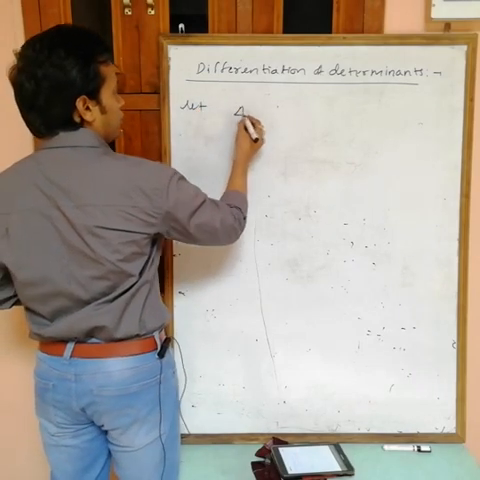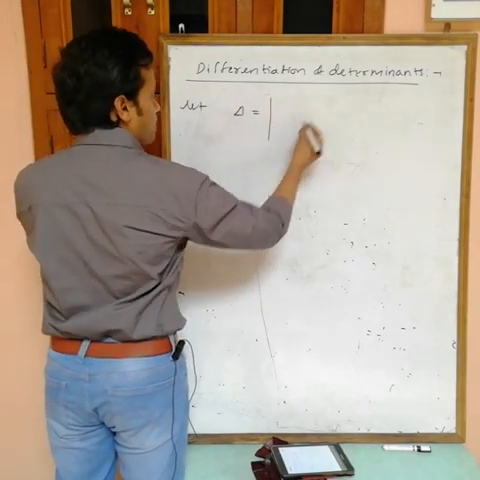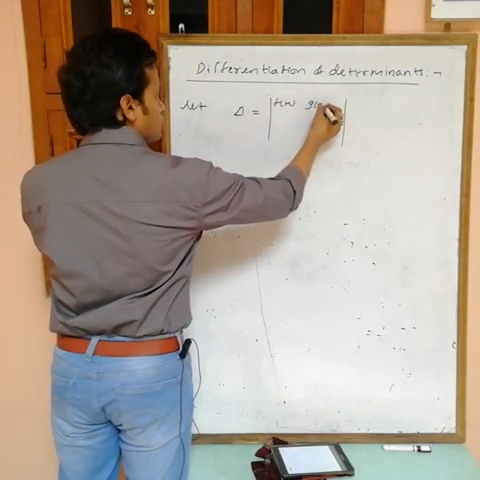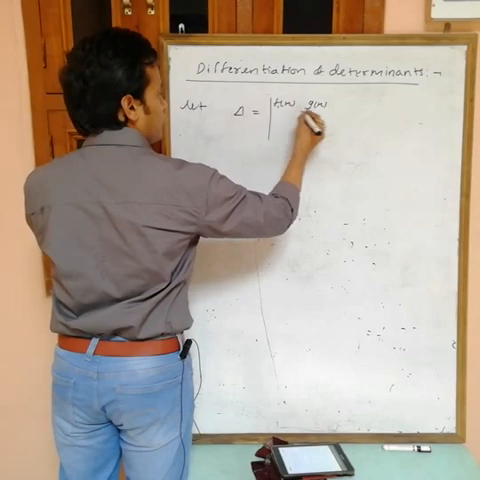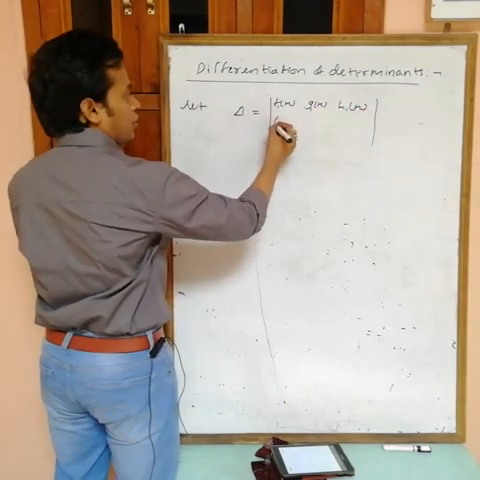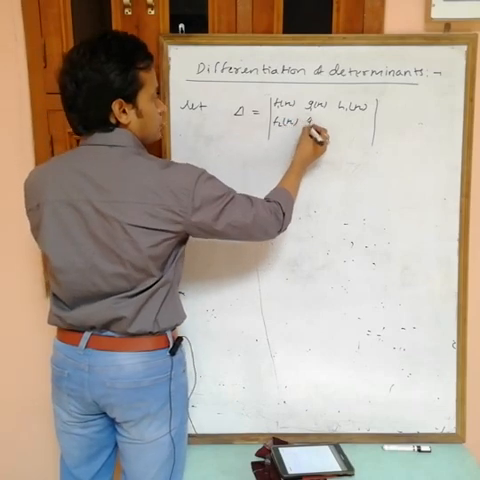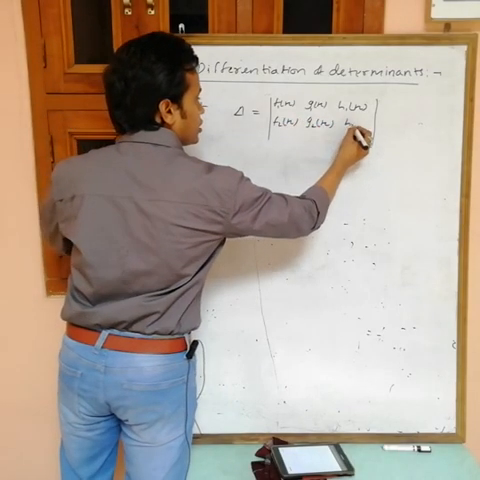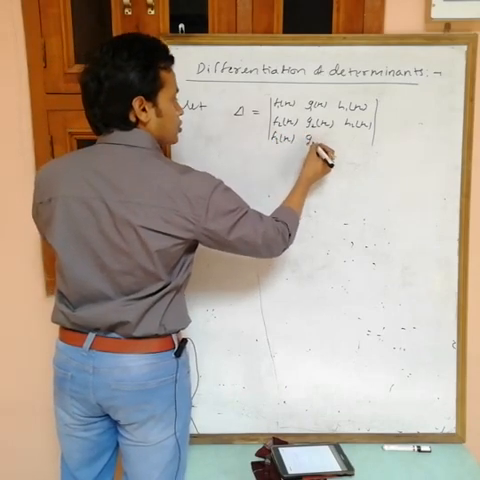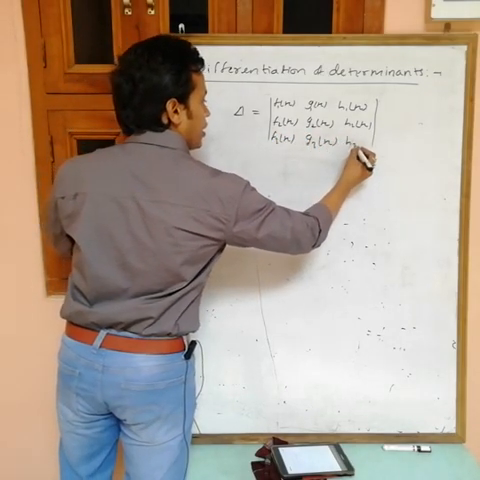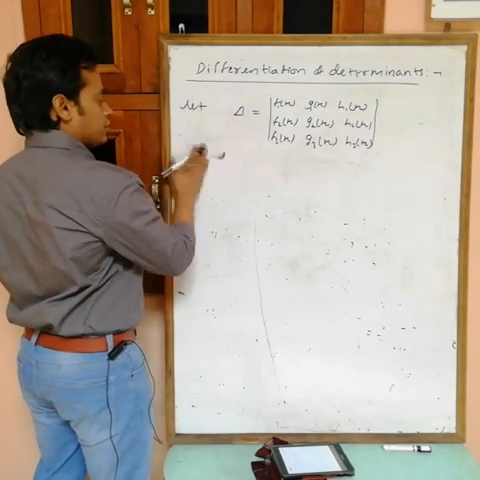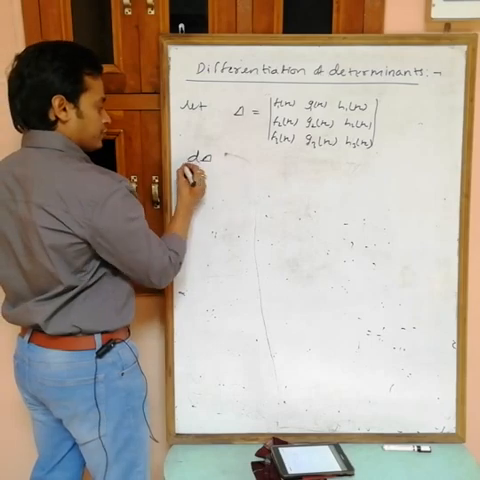Let us have any determinant as f(x), g(x), f1(x), g1(x), h1(x), f2(x), g2(x), h2(x), and f3(x), g3(x), and h3(x). Now if you want to differentiate this determinant, then you have two options.